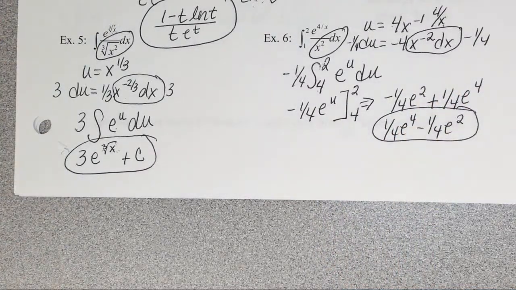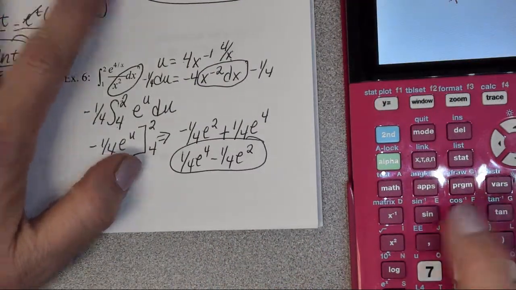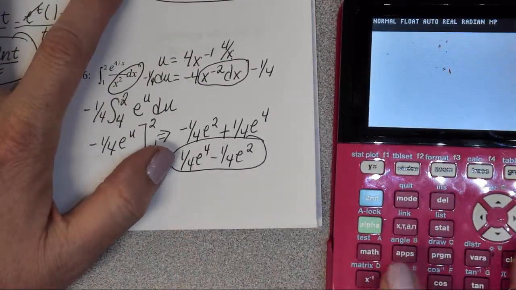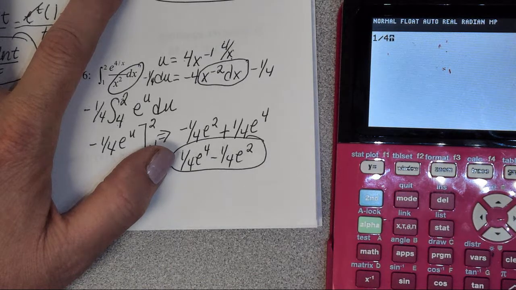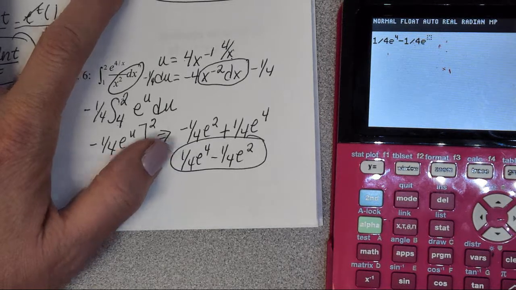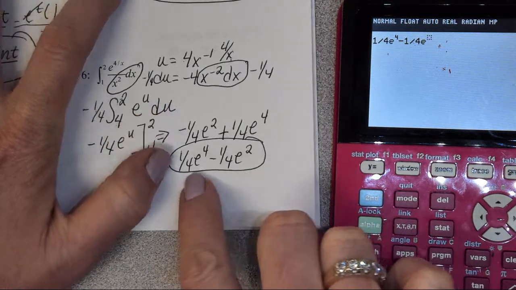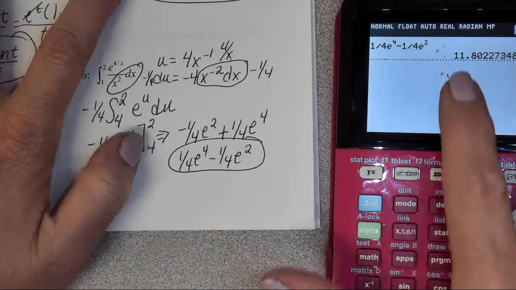Okay? Remember, this is something I can check. You don't need to check this with me, but just let me remind you of this. I think it's so nice that we can check this. So what I do is I get this answer here. I want to know what that is. 1/4 e to the 4th minus 1/4 e to the 2nd. So there's my answer.